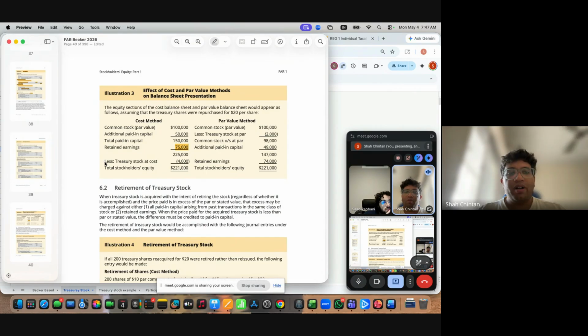This is the most important line for our presentation purpose: less treasury stock at cost. We have bought back 200 shares at $20 each, so treasury stock at cost was $4,000. So your net stockholders' equity is $225,000 minus $4,000, which becomes $221,000. So this is how you present and disclose under the cost method.